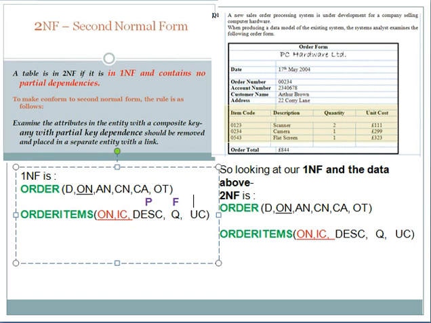If we look at the next one, the unit cost. The unit cost is always going to stay the same for that item. Therefore, it's what's known as a partial dependency. It's not going to depend on the order and the item, it's only going to depend on the item code.